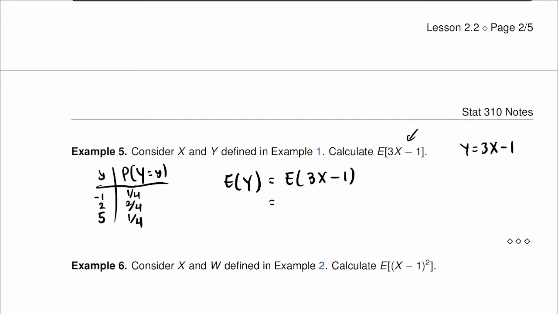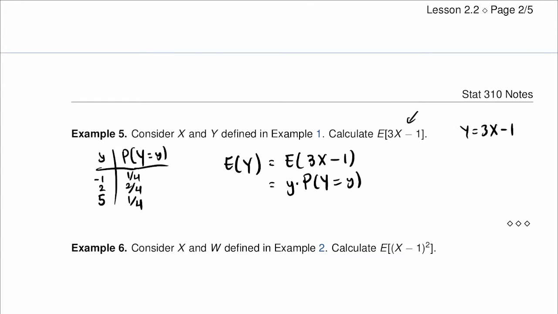But we can calculate this using the formula. This is the sum of y times the probability of Y being equal to y. And this is going to be -1 times 1/4 plus 2 times 2/4 plus 5 times 1/4. If we do this calculation, this is going to be 2.